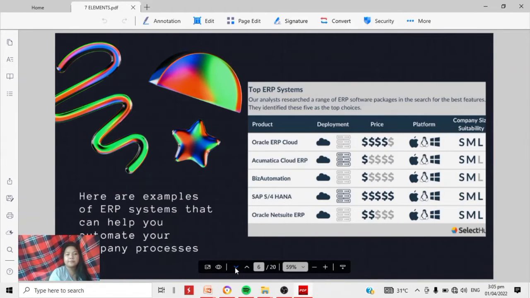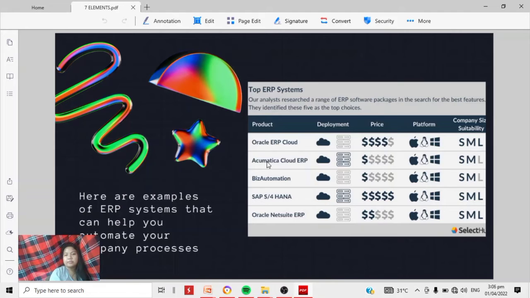So here are examples of ERP systems that can help you automate your company processes. We have the first product here, Oracle ERP Cloud, with its deployment, price, and platform. You can use it on Mac, Linux, and Windows. It also has a company size suitability.